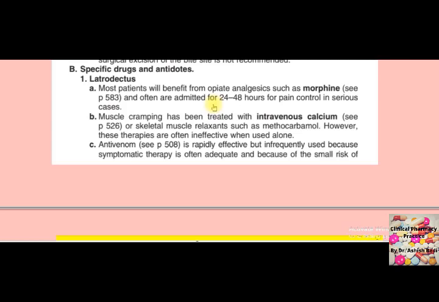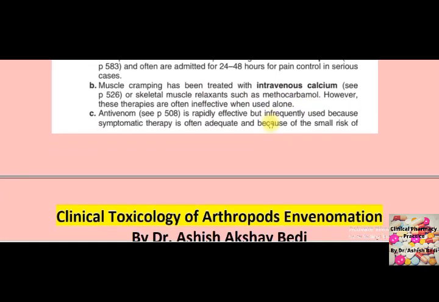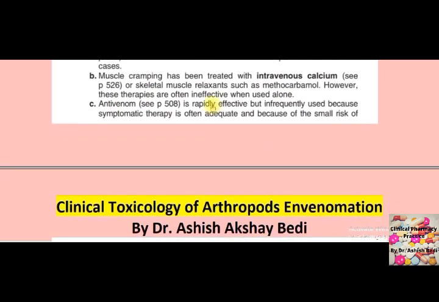Always remember: in the case of envenomation by a bite, if it causes pain as well as cramping, we give IV calcium gluconate. In the case of muscle cramping, we give intravenous calcium. However, they have not written calcium gluconate, but I must tell you, use IV calcium gluconate, or a skeletal muscle relaxant; you can use methocarbamol. Both are correct. These therapies are often ineffective when used alone.